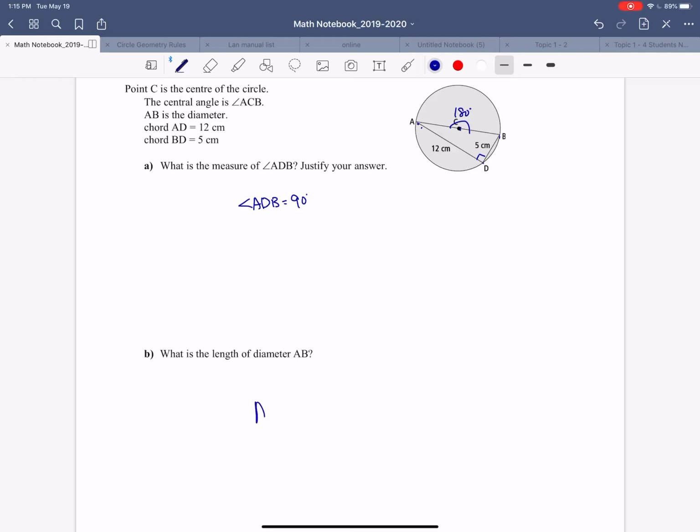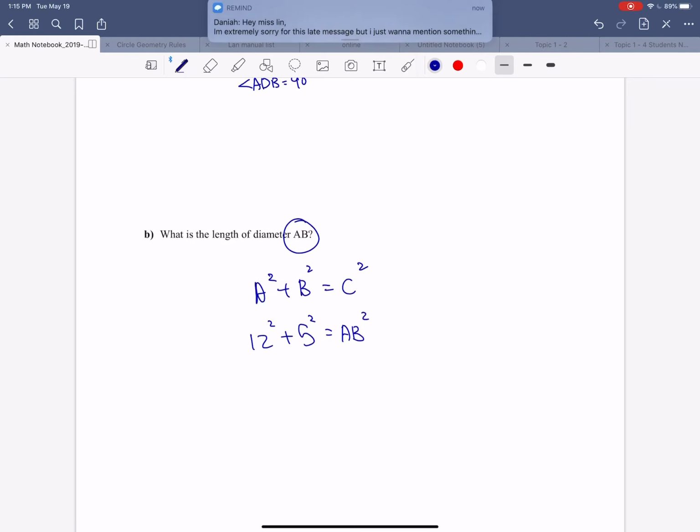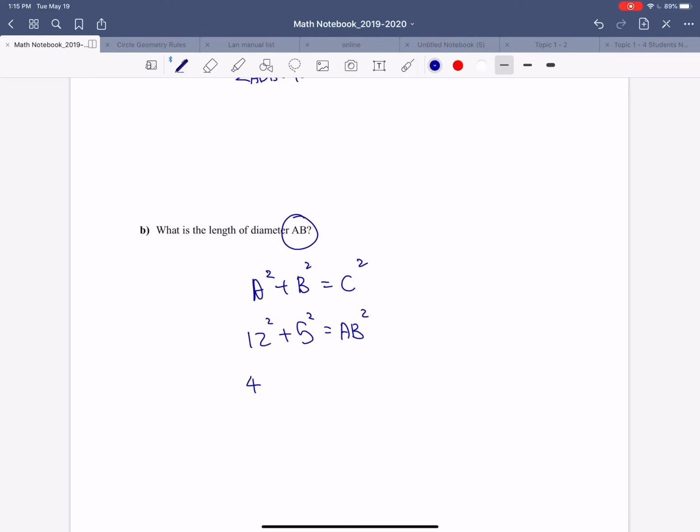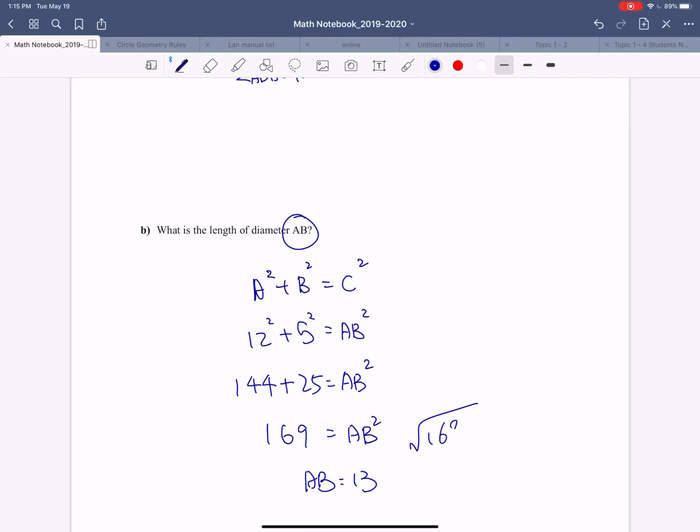So yeah, Pythagorean theorem: a squared plus b squared equals c squared. AB here is actually the hypotenuse, the longest side of the triangle. So 12 squared plus 5 squared equals c squared, which is AB squared. Let's solve it. 144 plus 25 equals AB squared. So 169 is AB squared. AB should equal 13, because the square root of 169 is 13. Okay, great.